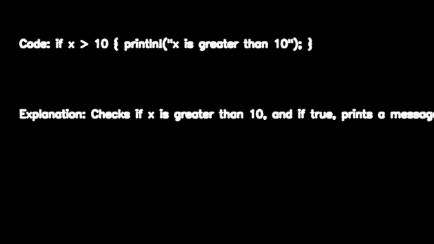Code. if x > 10 { println!("x is greater than 10") }. Explanation. Checks if x is greater than 10, and if true, prints a message.